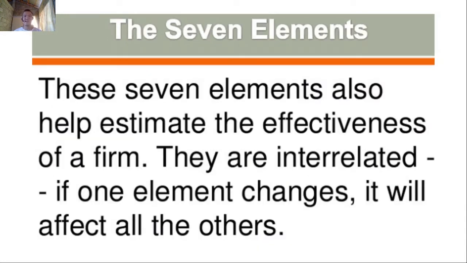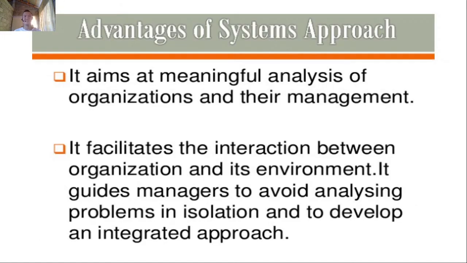So, these 7 elements also help estimate the effectiveness of a firm. They are interrelated. If one element changes, it will affect all the others. So what are the advantages of the systems approach? It aims at meaningful analysis of organizations and their management. It facilitates the interaction between the organization and its environment. It guides managers to avoid analyzing problems in isolation and develop an integrated approach. So yun yung isang magandang example ng systems approach.